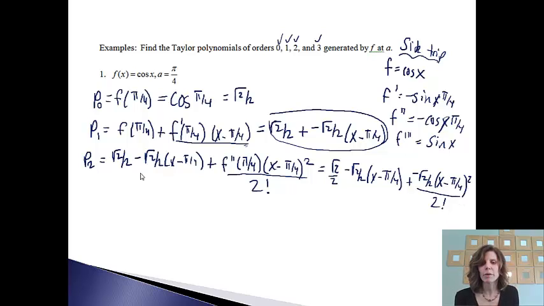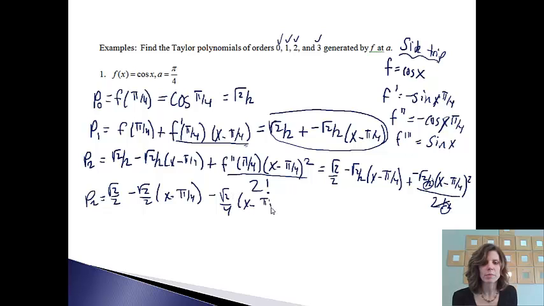And if I wanted to simplify it, which I would like to do, we are going to get the square root of 2 over 2 minus square root of 2 over 2, x minus pi over 4, and then minus, if I did this, 2 factorial is actually equal to 2, so square root of 2 over 2 divided by 2 is actually square root of 2 over 4. I just multiplied this 2 by this 2, x minus pi over 4 squared. So that would be the polynomial of degree or order 2.